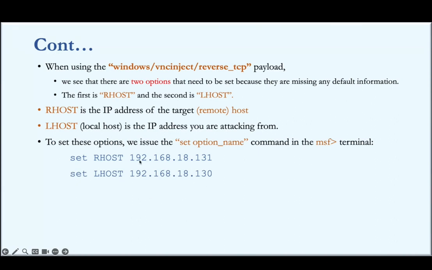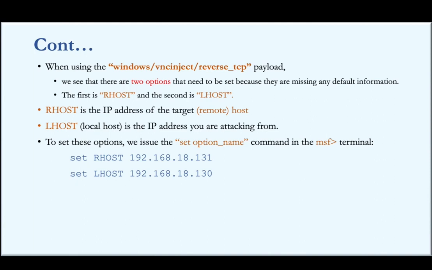In our case, the remote host is 192.168.18.131, where the Windows operating system is running on this particular machine and has missing patches MS08-067 and another one, MS09-001. Two patches are missing.